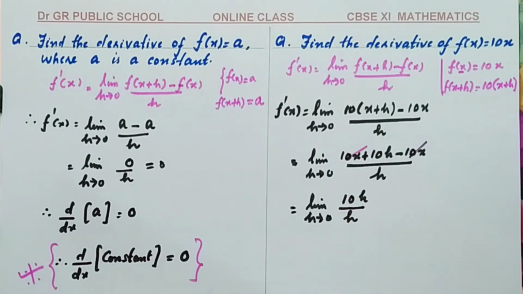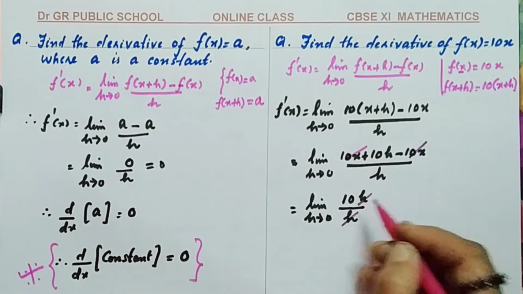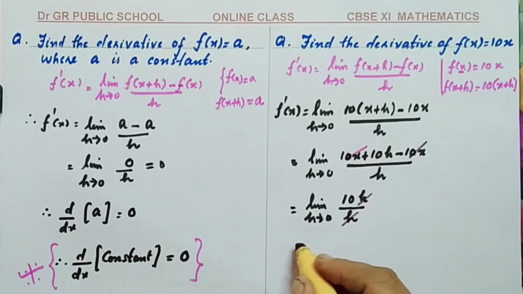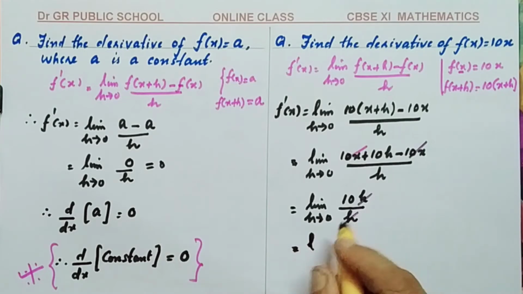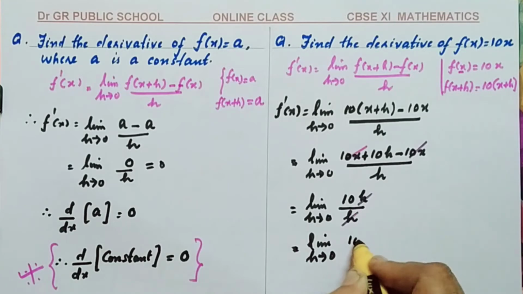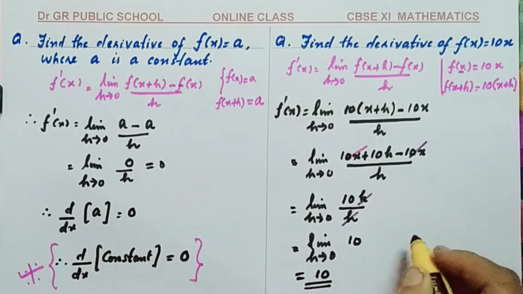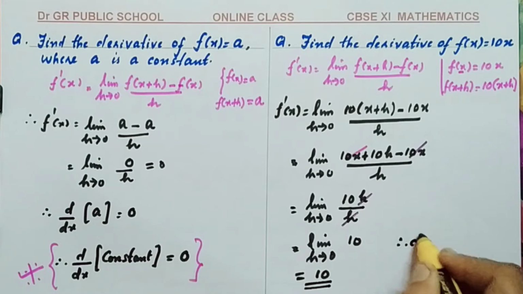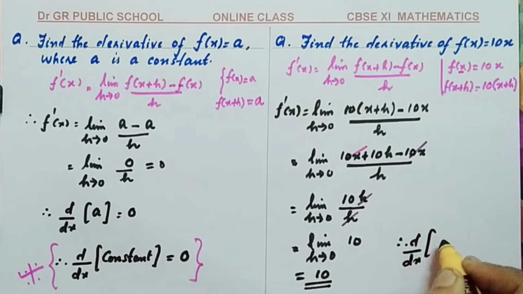Don't substitute the value of h as 0 now. It will become an indeterminate form. So cancel the h again. Then limit h tends to 0, 10 will come. You know that you can't apply the value of h as 0 here, as it is a constant. The limit of a constant function is that value itself, 10. From this you can say that, therefore, derivative of 10x equals 10.